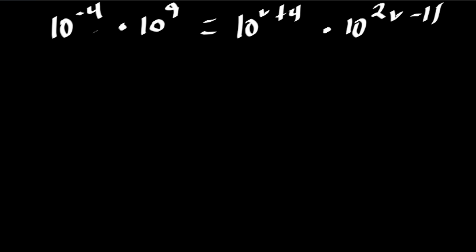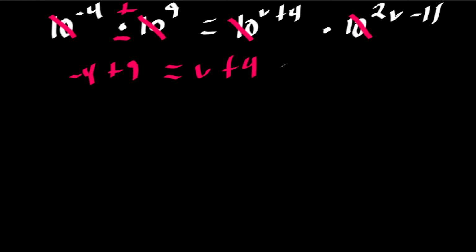Once again, our bases are the exact same, so all these 10s go away. They're going to cancel, okay? However, we just have to remember, since we're multiplying, we're going to add these exponents. So we're going to say negative 4 plus 9, and on the right side, we're going to say v plus 4 plus 2v minus 11. So we're not going to multiply these, okay? That's the biggest mistake, or the most commonly made mistake that I see.